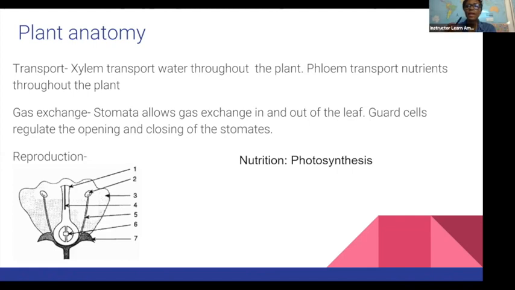The leaf has openings which allow gas exchange to take place, and the guard cell is going to regulate the opening and closing of those stomates.